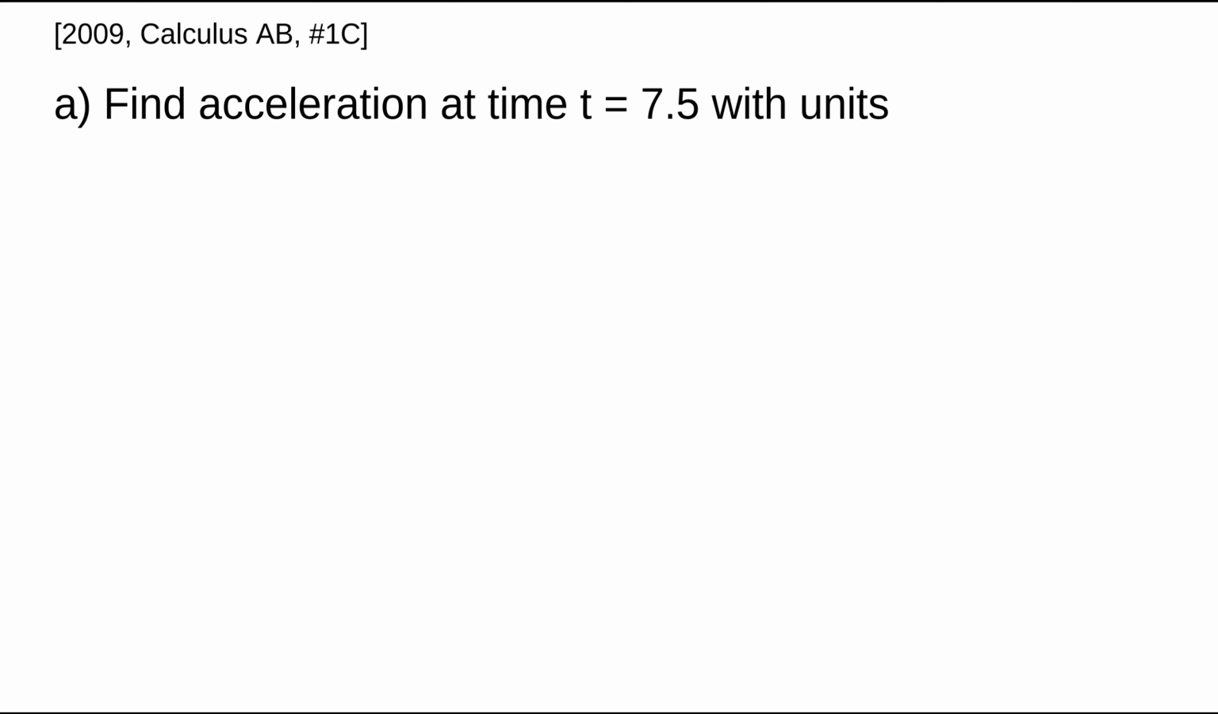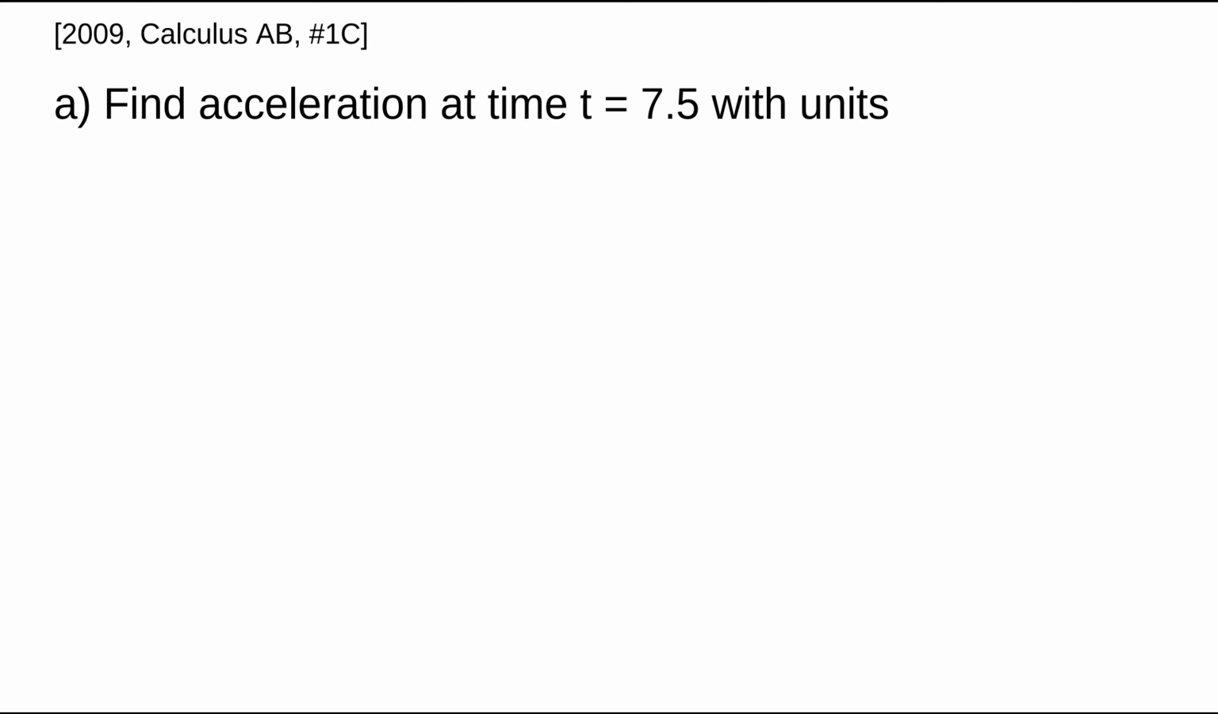In part A of this question, we are asked to find the acceleration at time t equals 7.5 and to give the appropriate units. Acceleration is the rate of change of velocity, and since the graph we are provided with gives Karen's velocity, what we're really asking for here is what is the slope of the graph provided at t equals 7.5.